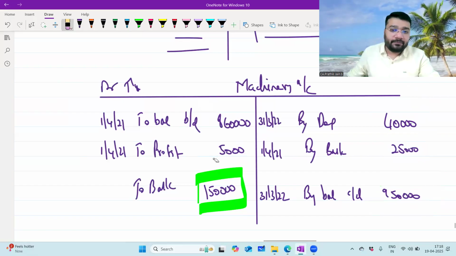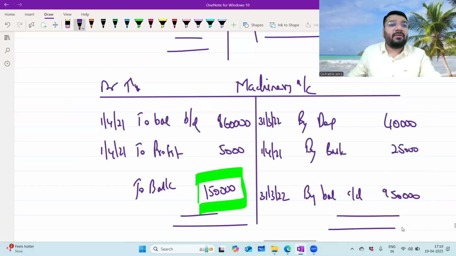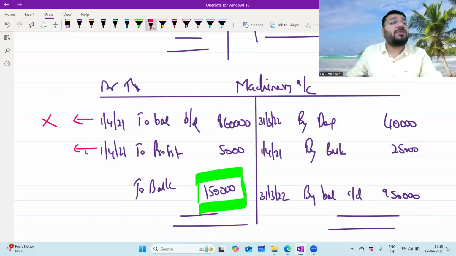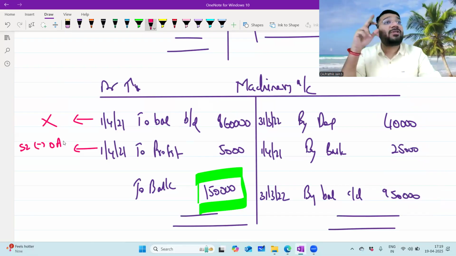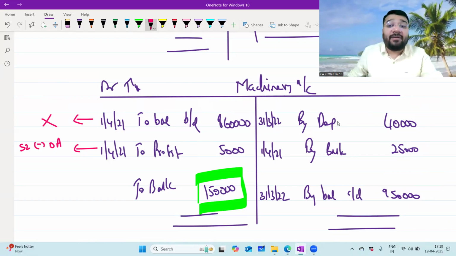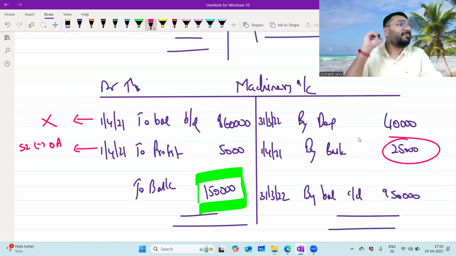No doubt, sir. Now, please tell me one by one which item will affect where in my cash flow statement. Opening balance will affect where in the cash flow statement? Nowhere. Profit 5,000 will affect where? Sir, in segment 2, we will minus it in the operating activity, because profit is already added in your net profit. We have to remove it, minus it, because we have to add back in the investing activity through this 25,000.